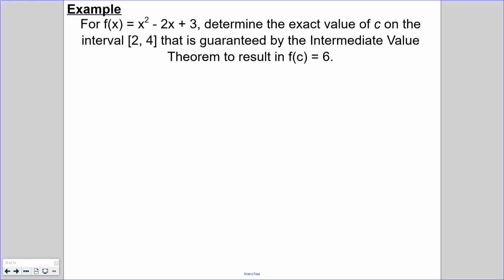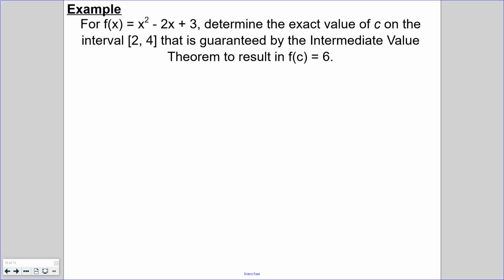All right, for our next example, we are given that f of x is equal to x squared minus 2x plus 3, and we're being asked to determine the exact value of C on the interval 2, 4 that is guaranteed by the intermediate value theorem to result in f of C equals 6. Well, first thing here is that we know the intermediate value theorem is applied, so we don't need to check the two conditions. It says it's guaranteed, so we can assume that it works.